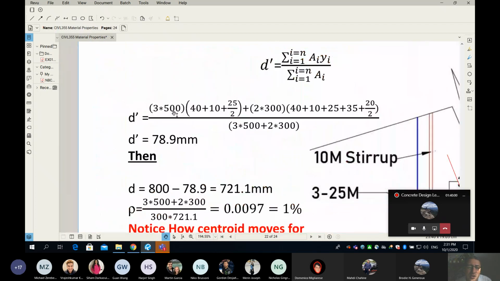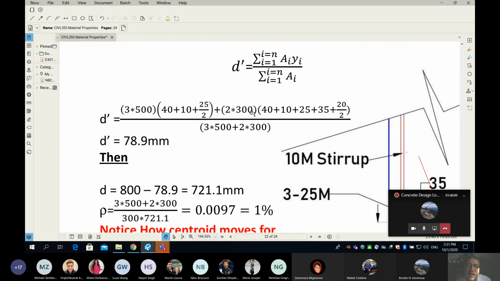So 300 times 3 times 500, that's your first layer area. You multiply times cover plus stirrup plus half bar. And then the second layer, it's 20M. How did I get the 300? Anybody tell me, how do I get the 300?